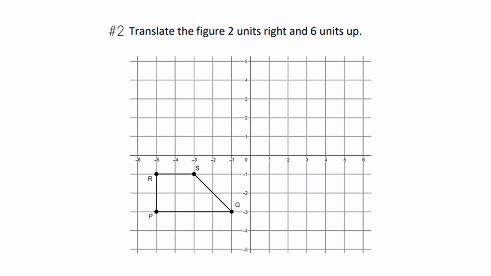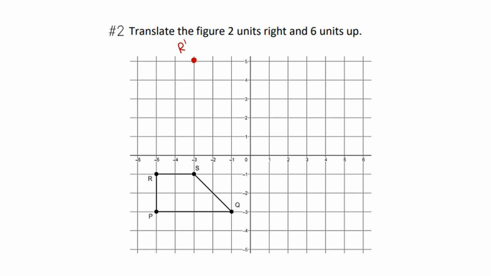For number 2, we're going to translate the figure 2 units right and 6 units up. This time, we're not going to have the extra lines on the graph. We're only going to count the points. So if I start at point R and I count 2 right, 1, 2, and then I count 6 up, 1, 2, 3, 4, 5, 6, I end up way up here at the top, and we label it R prime.